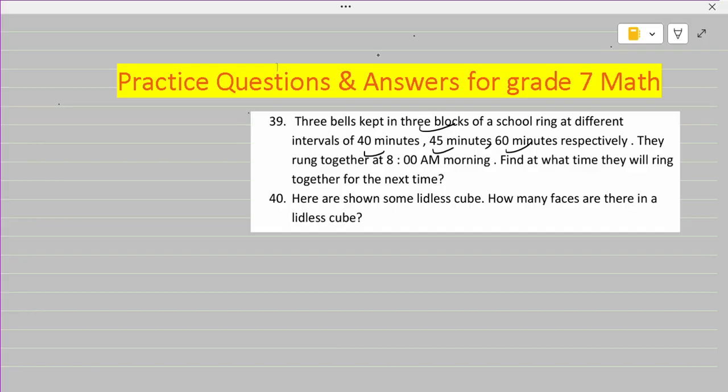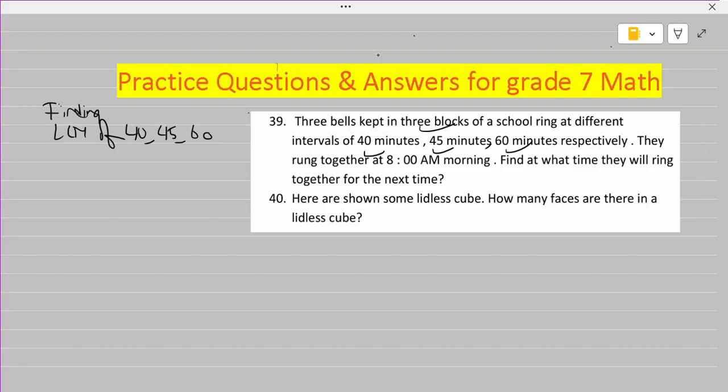Find out what time they will ring together next. So next time we have to identify when they will ring together again after 8 a.m. That time interval will be the LCM of these 3 times at which they ring at their intervals. So first we identify here the LCM of these timings. So let's find the LCM of 40 minutes, 45 minutes, and 60 minutes.